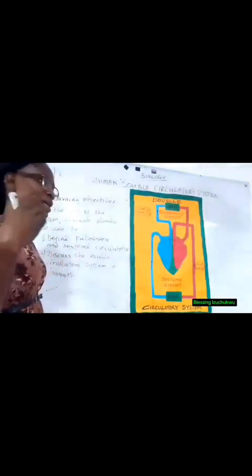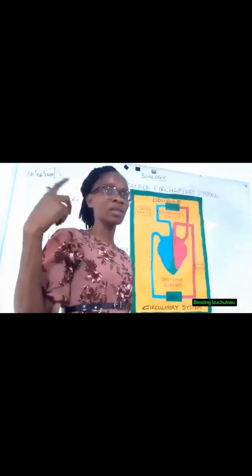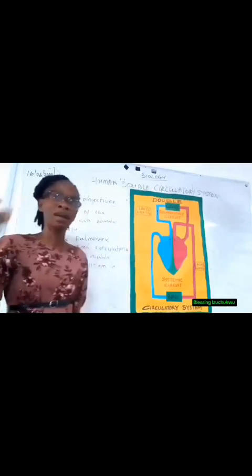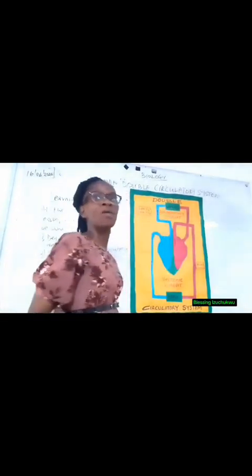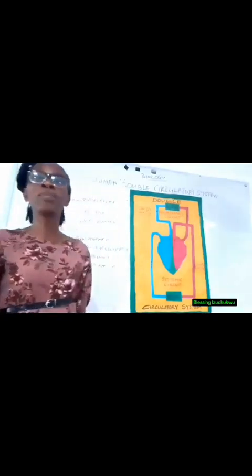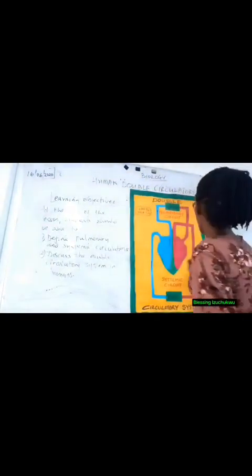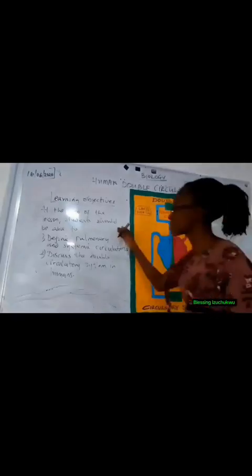First things first, let's remind ourselves what we learned in the last class. We talked about the veins. We said the veins carry deoxygenated blood back to the heart, while the arteries carry oxygenated blood away from the heart. But remember, there's an exception to this rule, so I would like you to write this down.